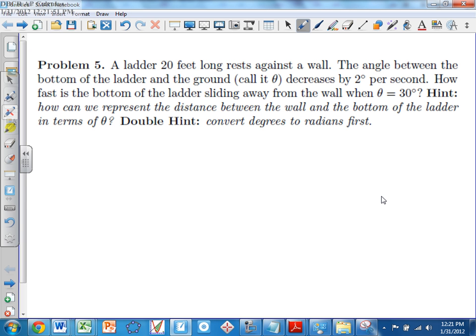So we'll need SOHCAHTOA. Convert degrees to radians first. Double hint. Okay? Again, it's not difficult to convert to radians. It's just that you have to remember.